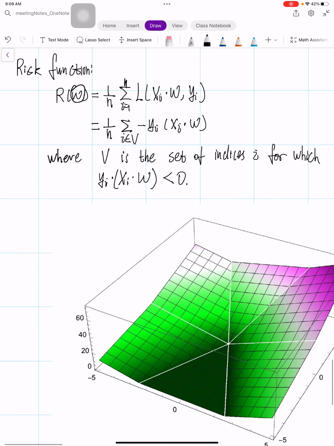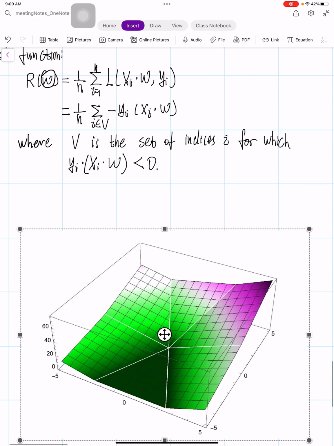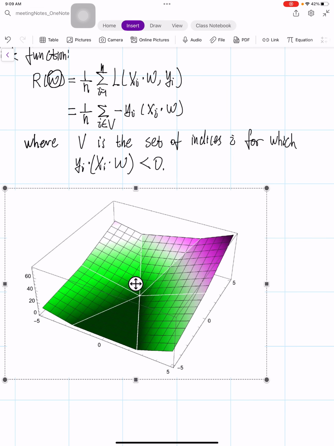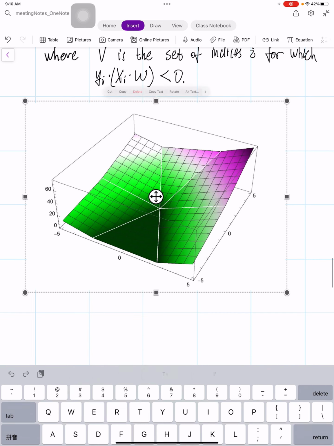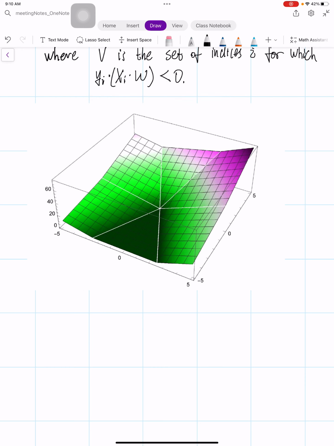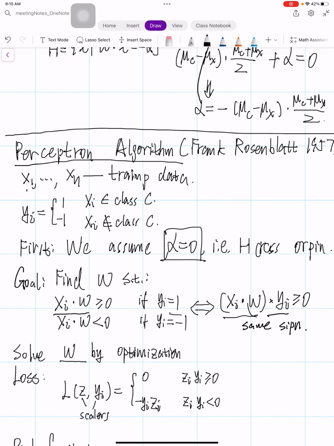Actually, we can plot this risk function. This is the loss function with respect to omega. This is a minimizer, a region that minimizes this loss function, so any point in this region could be a solution for our classifier. Next lecture I will give you more details about the perceptron algorithm.